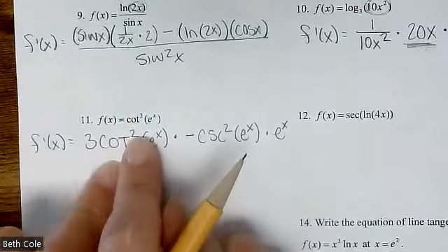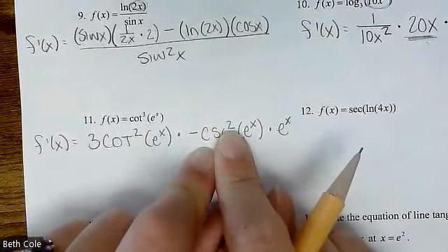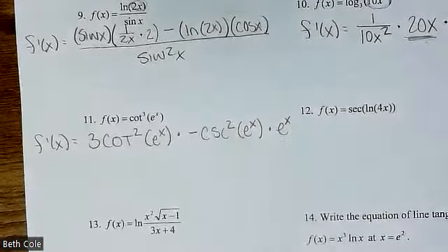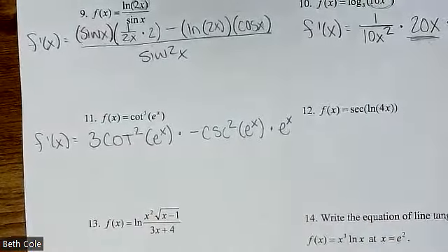So this was the 3 came down, it became a 2. Then this is derivative of cotangent. I'm really impressed you remembered it. And then derivative of e to the x. Believe it or not, that's all one term. Like it's all just being multiplied together.